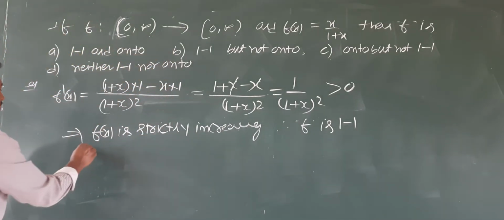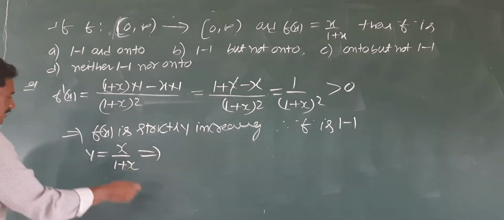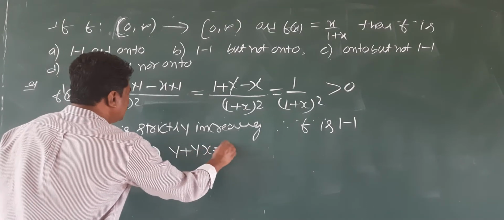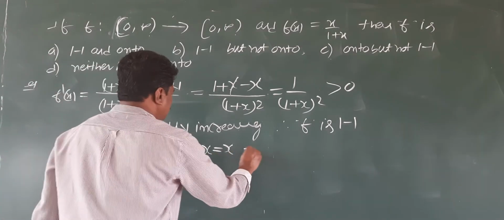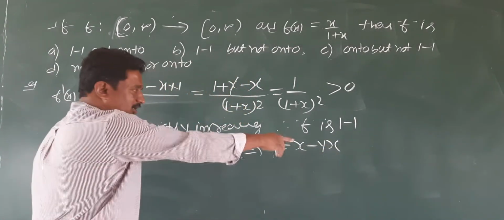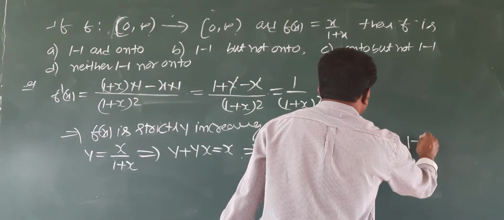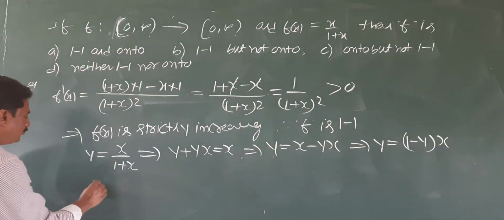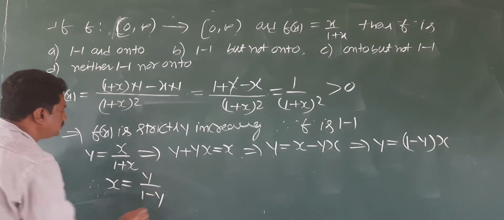Now, y equals x by 1 plus x. That implies, cross multiply, y plus yx equals x. Solve for x. So y equals x minus yx. What is common from that? x. So y equals (1 minus y) into x. Therefore x is equal to y by 1 minus y.